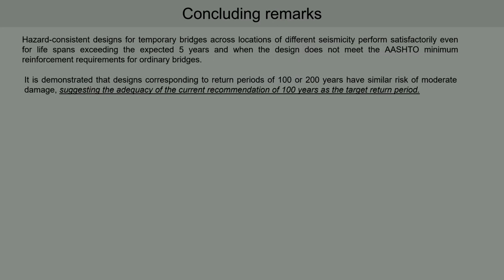Now, based on all the results we have collected so far, and we have really only scratched the surface with this work on this topic, we believe that hazard-consistent design for temporary bridges across locations of different seismicity performs satisfactorily, even for lifespans that exceed the expected 5 years, and even when the AASHTO minimum requirements for the design of ordinary bridges are not satisfied. So it means that Caltrans can think about going below that. We know that 1% threshold for longitudinal reinforcement.